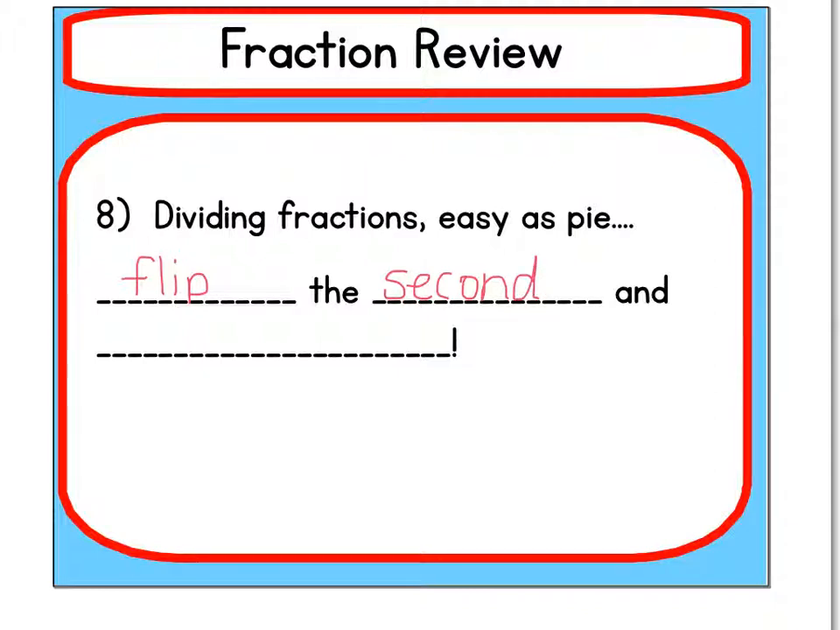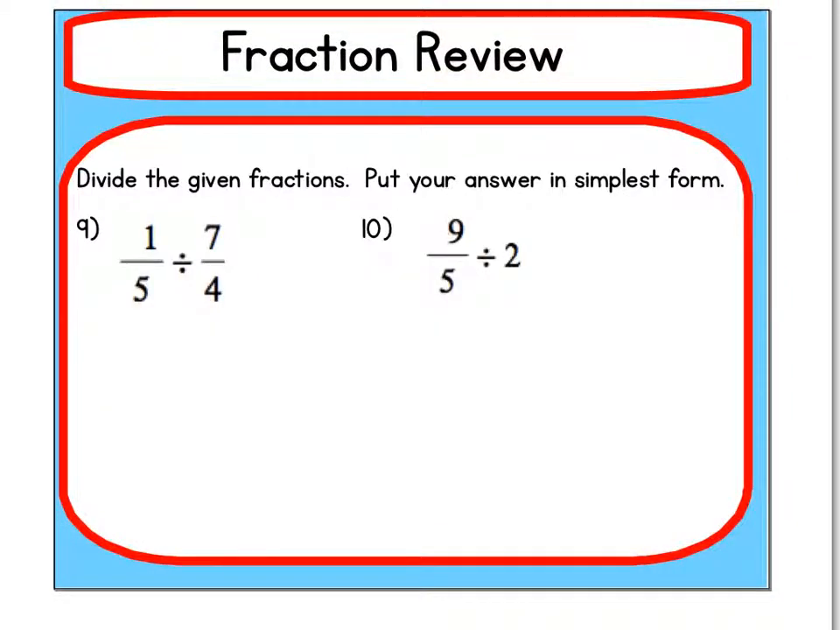And what this means is we always have to flip the second fraction into its reciprocal, and then we multiply. If you look at this first fraction, I'm going to flip the second fraction. So instead of 7 over 4, it becomes 4 over 7. I'll change my division to multiplication, and I leave the first fraction as is. So now I can look at my diagonals. 4 and 5 do not reduce, and 1 and 7 do not reduce. So now I can do top times top to give me 4, and bottom times bottom to give me 35.